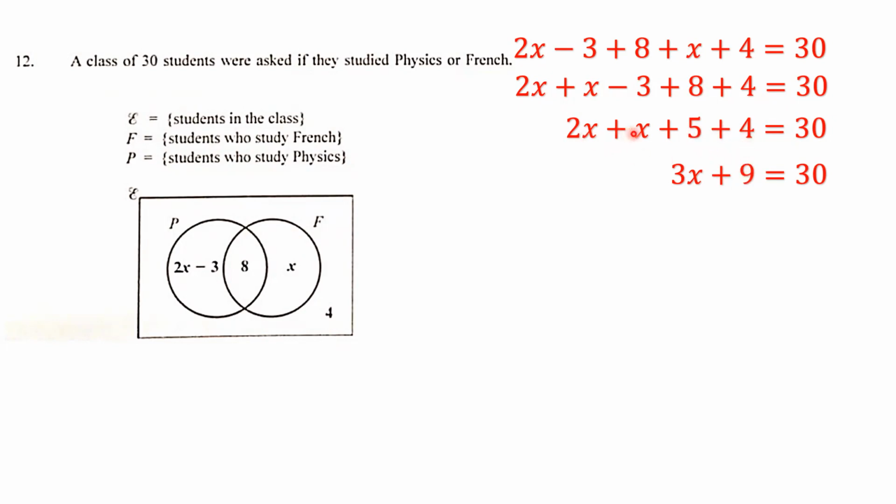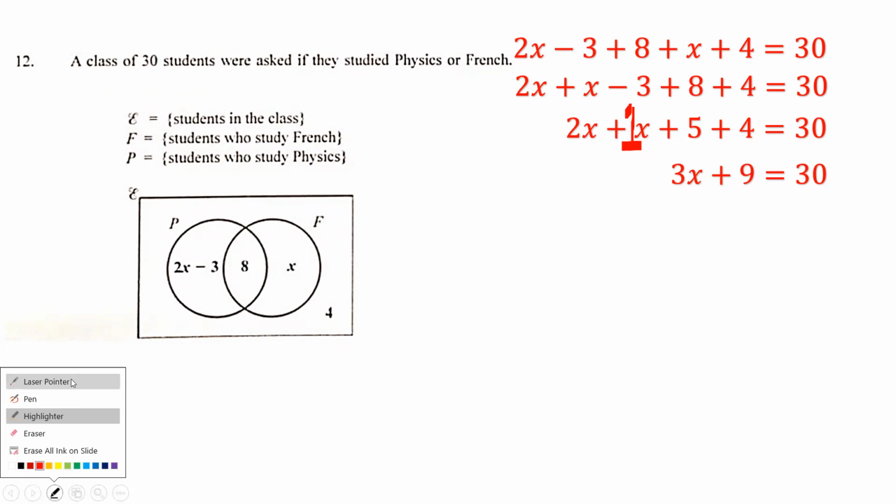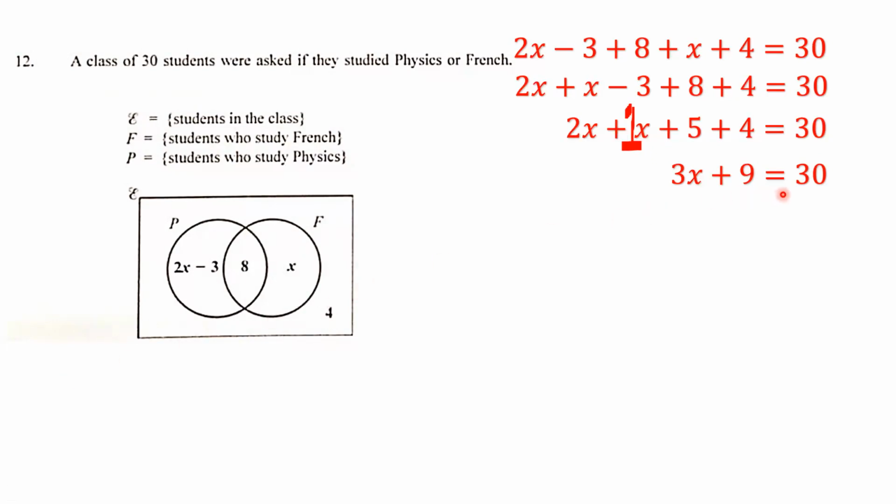And 2x plus x, or 2x plus 1x, because we have an imaginary 1 here. Once we do not see a coefficient for the variable, that means that the coefficient is 1. So 2x plus 1x is going to be equal to 3x. And so we have 3x plus 9, and 3x plus 9 is going to be equal to 30.